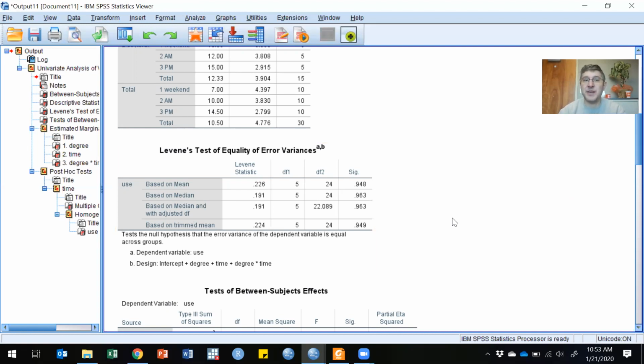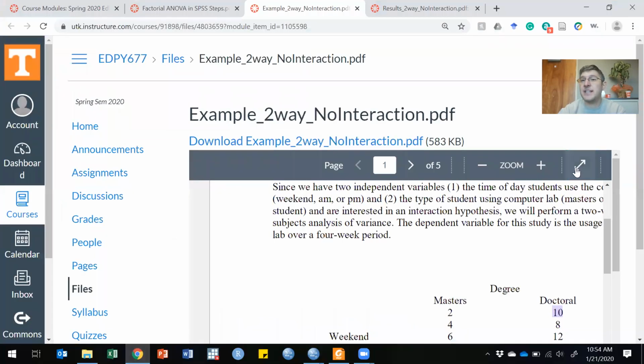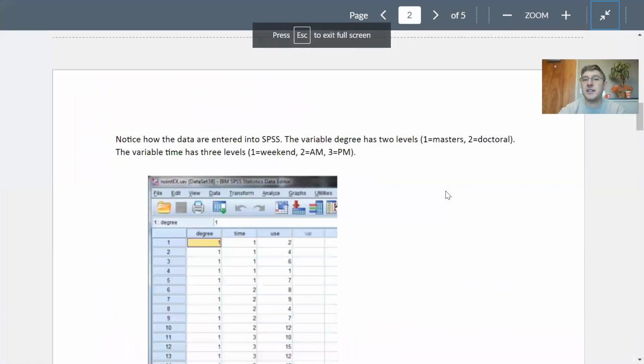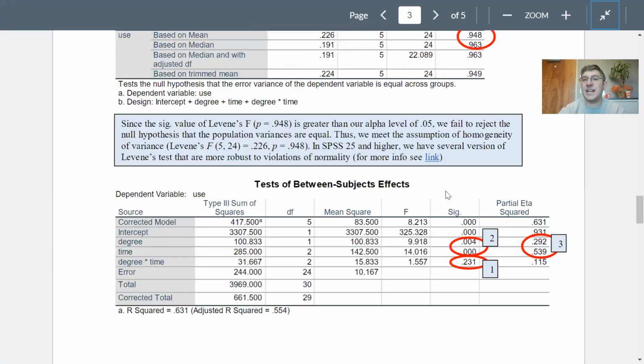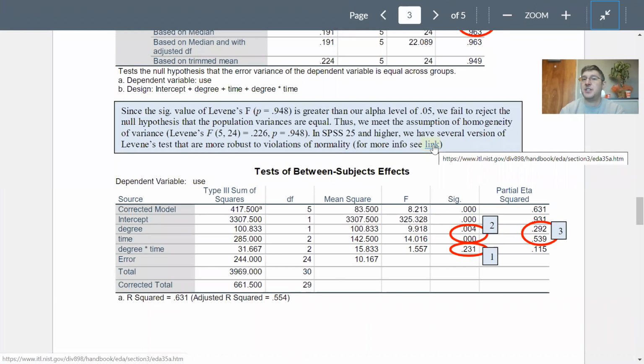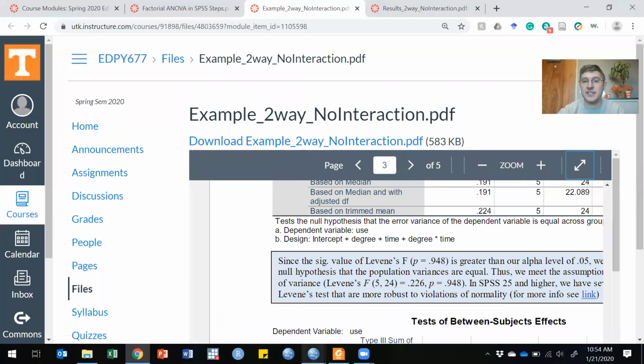My recommendation would be report the test based on the mean. If you're concerned that your data aren't normally distributed, use the test based on the median and just report that you used the Levene's test based on the median would be the one I would look at next. If you want some more information about the differences between these in the output, in my annotated output here, I provided a link to some additional information about these different tests if you're interested in that.